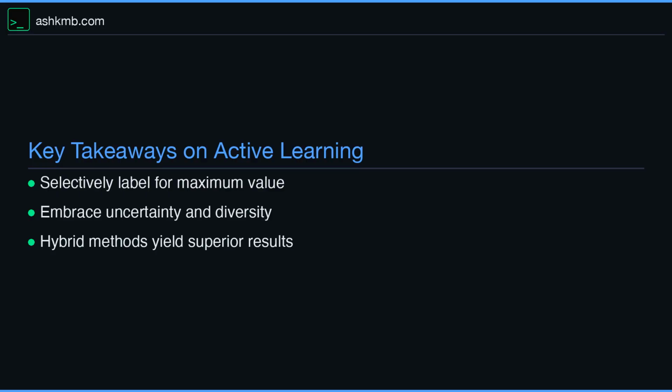In summary, active learning enhances training efficiency by selectively labeling data points, embracing uncertainty, and employing hybrid methods for superior results. What active learning strategies do you think would work best in specific real-world applications?